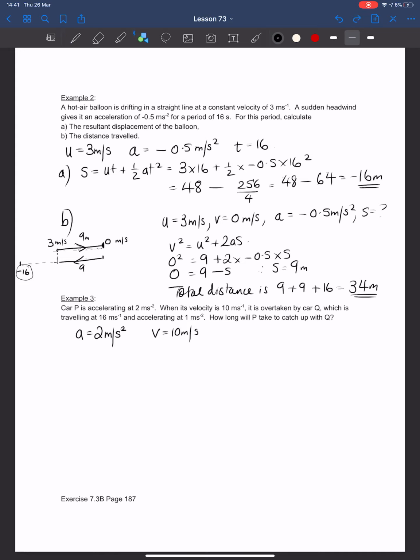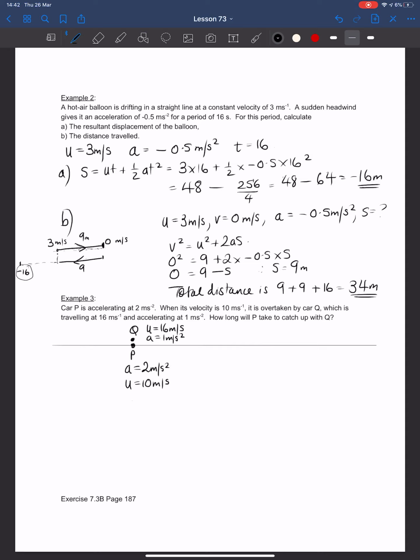Right, so this feels like a different sort of problem altogether. Need a bit more of a diagram here. So car P, we'll assume it's travelling in a straight line. Car P has acceleration 2 metres per second squared, and its velocity is 10 metres per second. I'm going to call that U now, because it's at that point. Q comes along, also on the road at the same time, travelling at 16 metres per second, and acceleration is 1 metre per second squared.